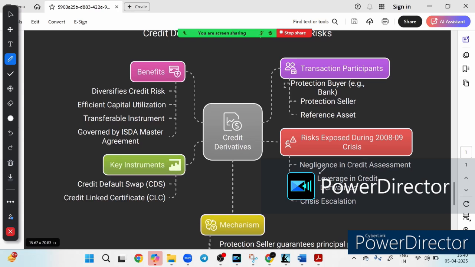The first one was the negligence in credit assessment. Many institutions blindly relied on derivatives without checking borrower quality, right? This was what happened in the 2009 crisis. You might know about the Lehman bank crisis in the USA. It impacted the entire global world.